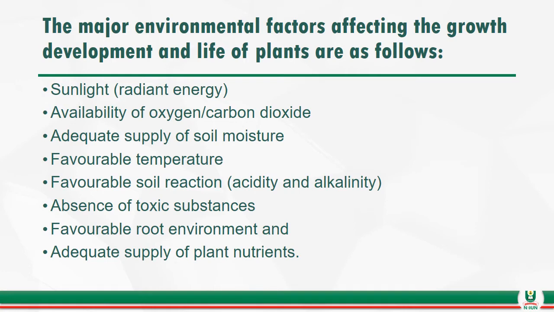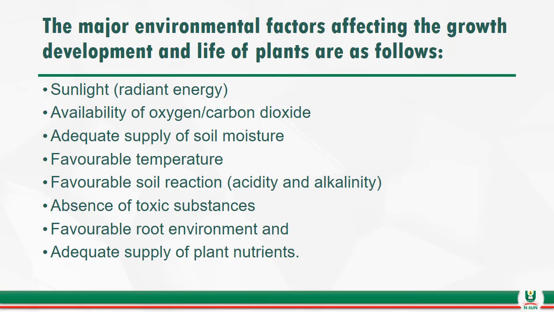Then availability of oxygen and carbon dioxide, all of these are needed in plant growth. So also adequate supply of soil moisture. Moisture is needed because the nutrients that are in the soil need to be made soluble through the moisture content of the soil. And when this has been brought into moisture form, they can now be taken up by the plant.